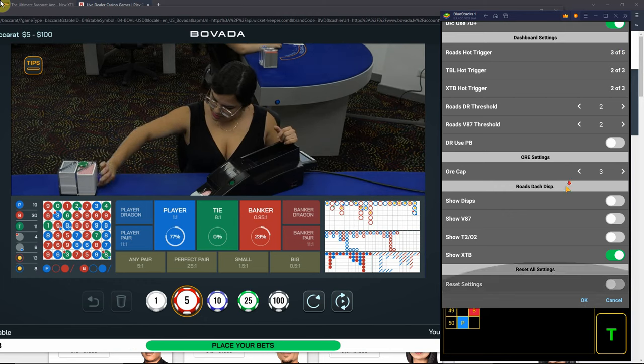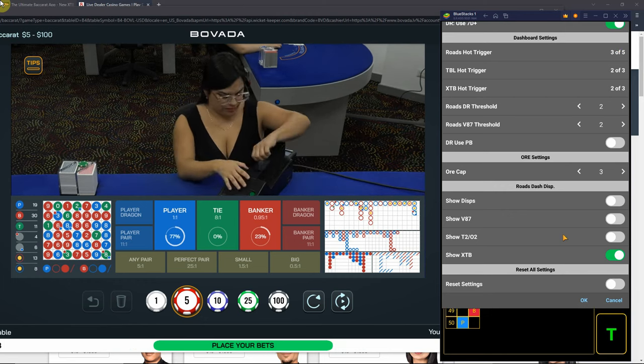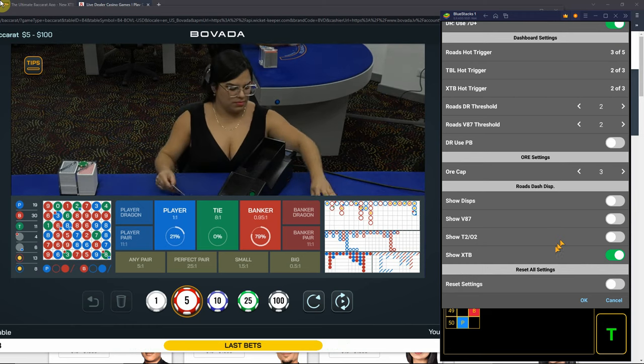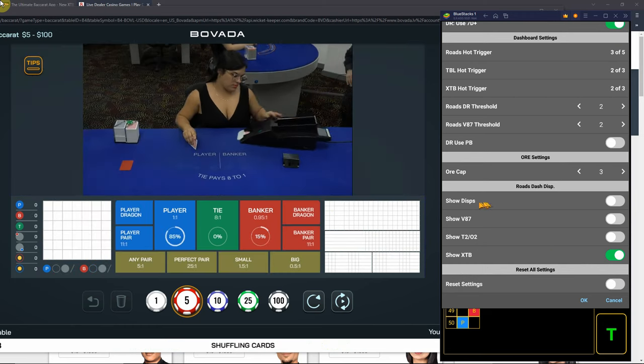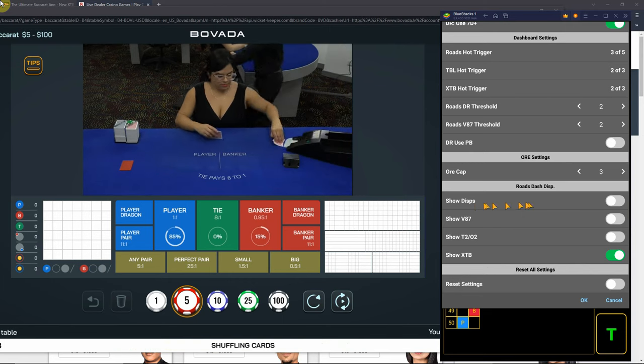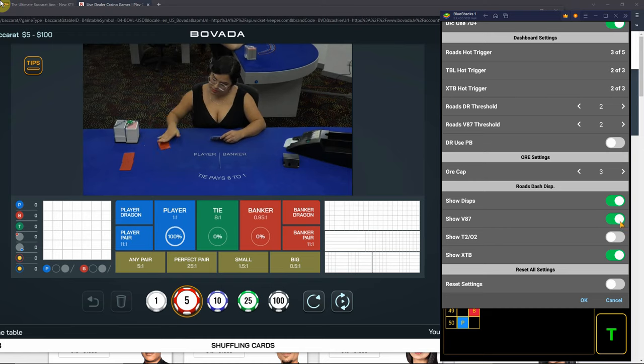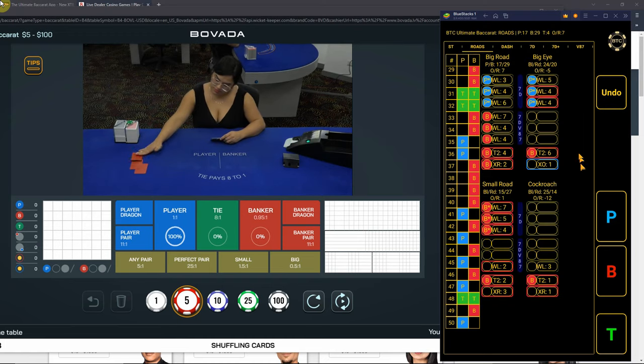So the new release will be coming out fairly soon. I'll probably post it up to Google in the next few days. And it's just going to contain these new settings that will allow you to turn certain indicators on and off. So let's just look at that really quickly.